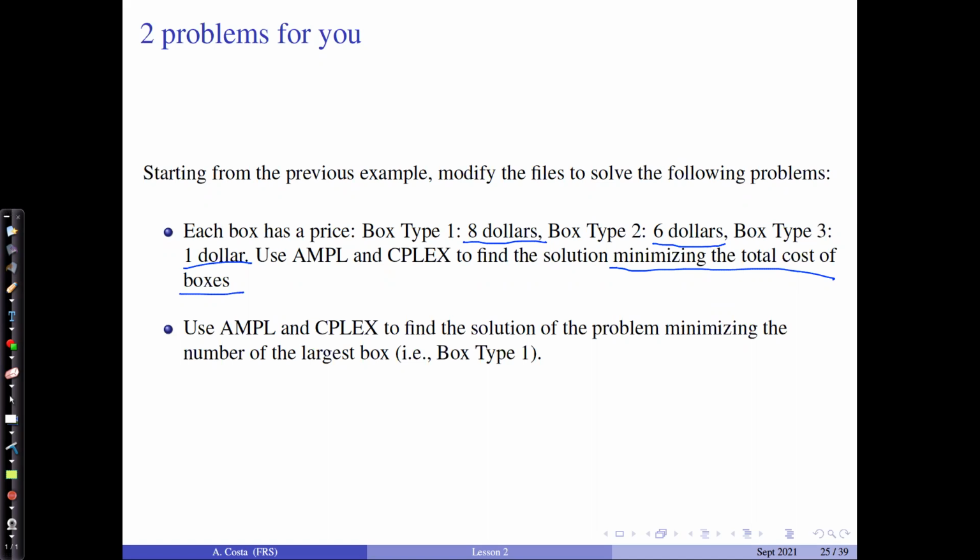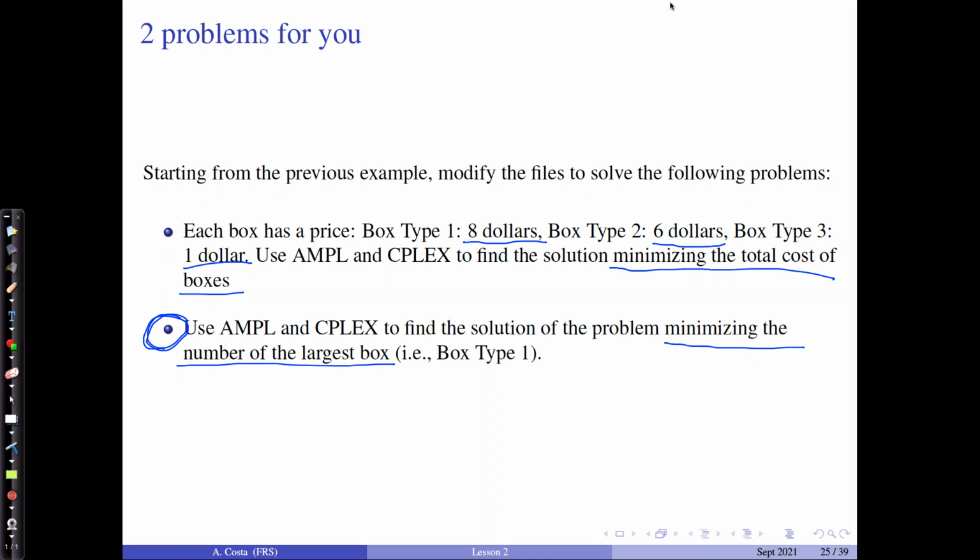The second one is interesting. So here, what we want to do is change only the objective function, basically, okay? So you can say that at this point, you don't need to specify the cost anymore because it's not relevant. You can start again from the original model, and you just need to change the objective function. And now you want to minimize the number of the largest box, that is box type 1, that we use. So we want to use as little as possible of box type 1.